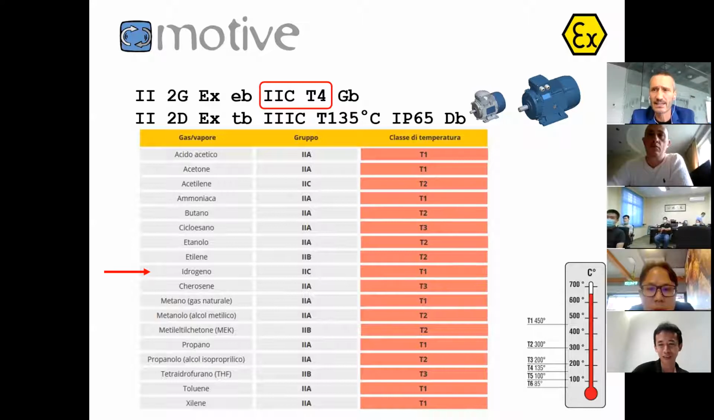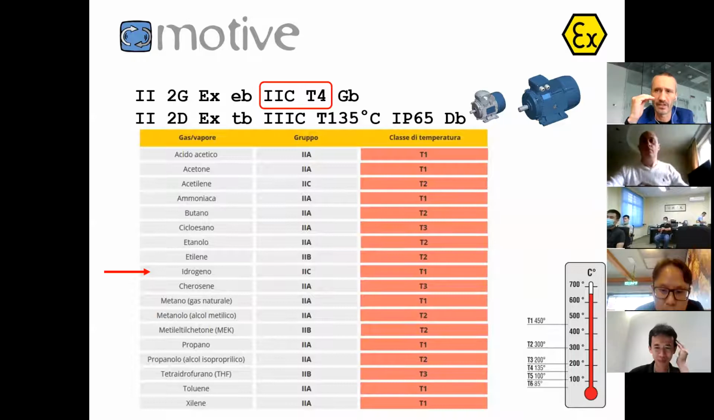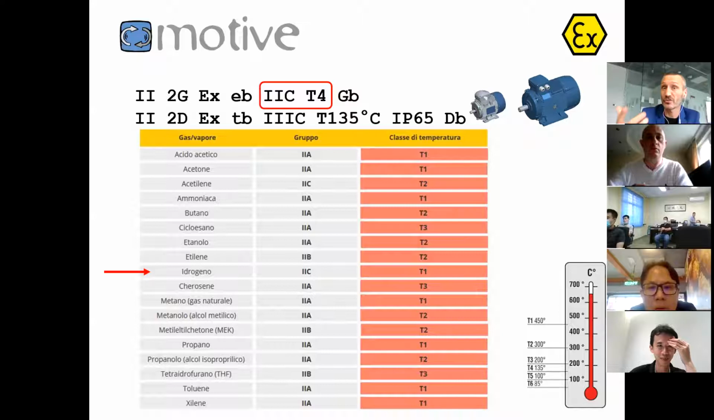So any gas and any dust which has an ignition point which is not lower than 135 degrees, any gas or any dust which gets in flames at a temperature higher than 135 degrees, is suitable for our motor and vice versa. Okay, but if it was a strange gas, I don't find them here. I didn't find them, but there should be.